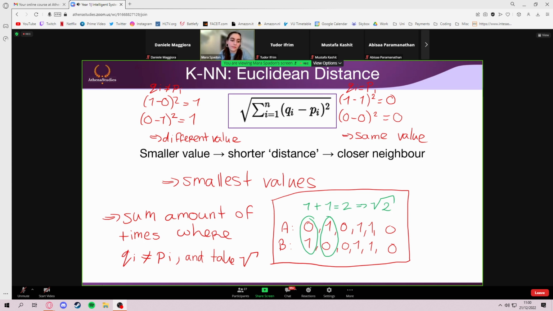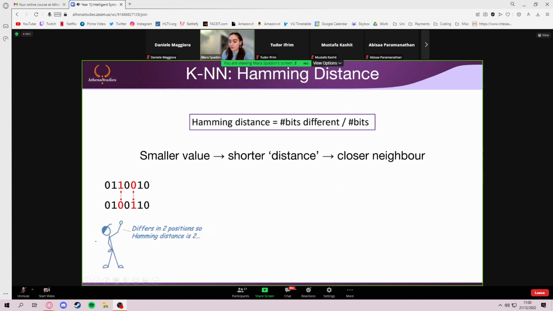Let's start again. So we just talked about the Euclidean distance formula. So now let's talk about the Hamming distance. Again, it talks about distance, so a smaller value means a shorter distance and thus a closer neighbor. The Hamming distance formula is quite straightforward. It just takes the amount of bits that are different divided by the total amount of bits.